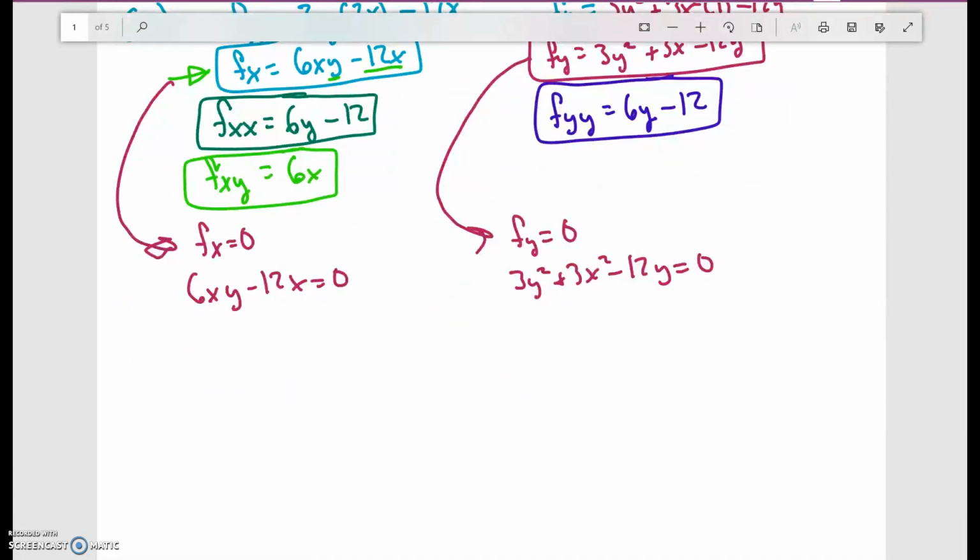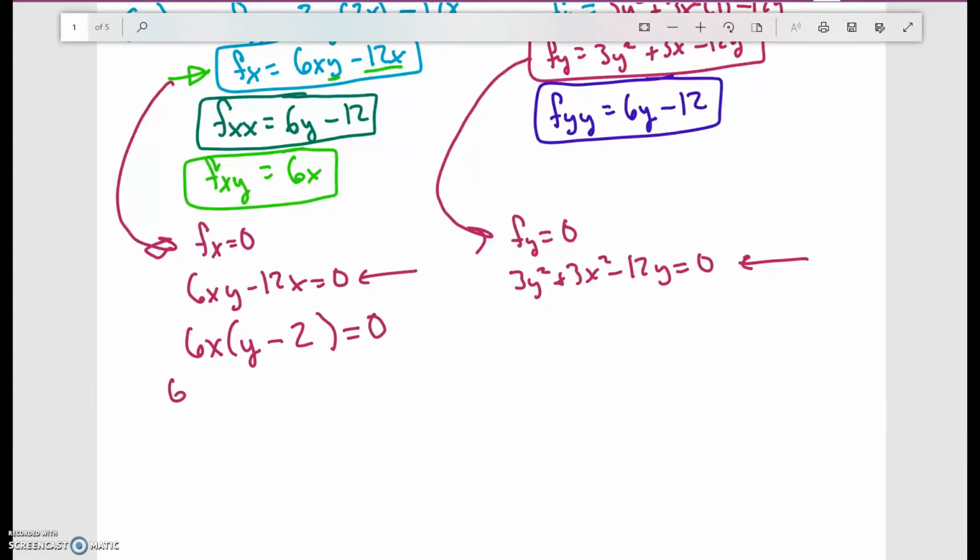Okay, so now this one seems a little hard to solve, so I'm going to solve for this one first. And what I notice here is that I can take out a 6 and I can factor out an x. And then what am I going to be left over with? I'm going to be left over with a y, and then a 2. So y minus 2 equals 0.